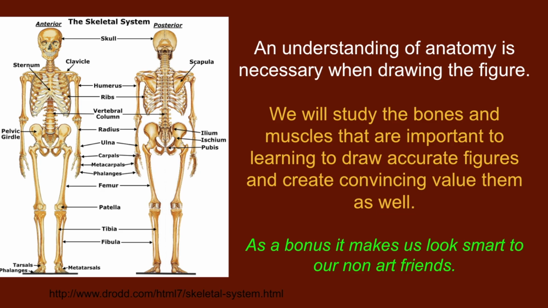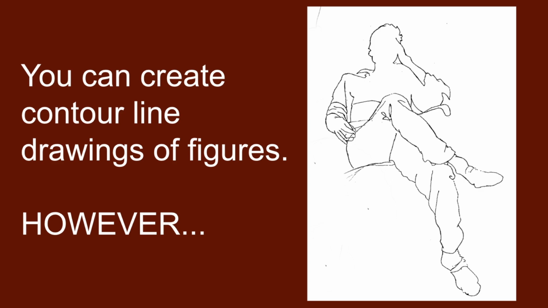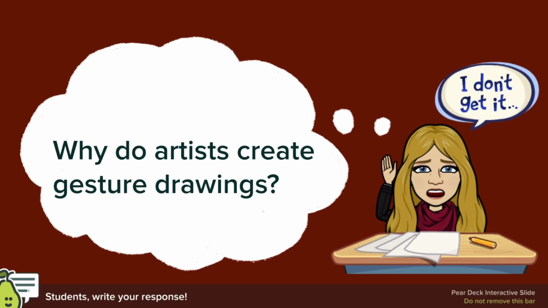We are going to be studying some figure anatomy and musculature again, just so that we really are clear about what the shapes and values might be in the bones and muscular structure that's underneath the figures that we're creating. This is a page from Leonardo da Vinci's sketchbook just to prove to you guys that other master artists have studied anatomy as well. We had created some contour line drawings before, and here you can see a figure done in contour drawing. However, I'm wondering if you guys can figure out why we would create gesture drawings for figures.